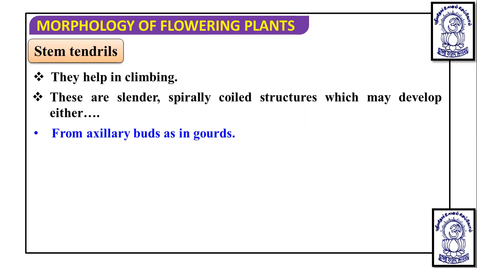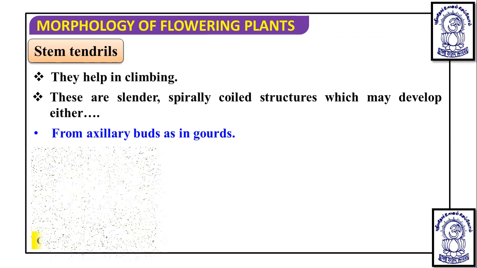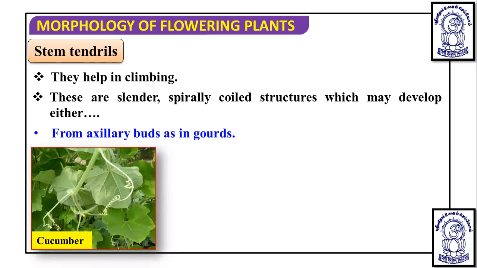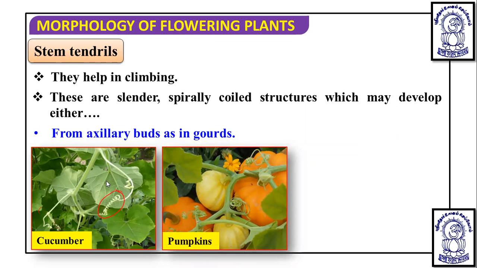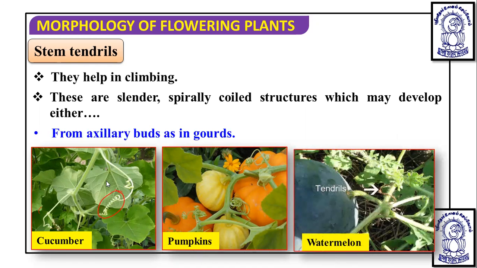So either they develop from the axillary bud or apical bud. If they develop from the axillary bud, then axillary bud get modified into spirally coiled structure, and that is a stem tendril. But such type of tendril which are obtained from the axillary bud, that are seen in gourds, and you can see in this cucumber that this spirally coiled structure is nothing but a tendril. In pumpkin also such type of tendrils are seen, and in watermelon also such type of tendrils arising from the axillary bud are seen. So all these three are the example of gourds.